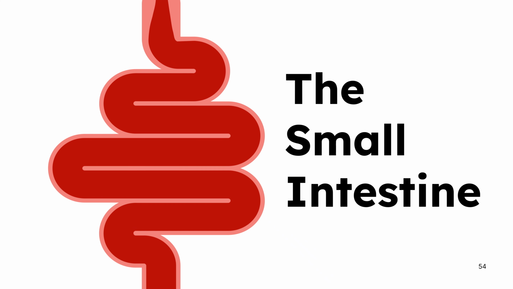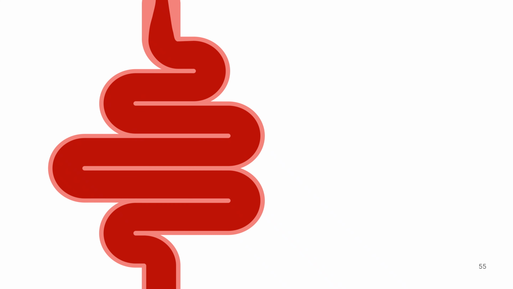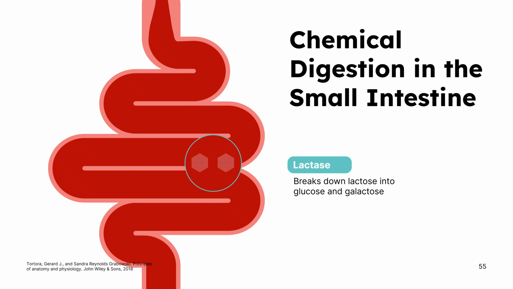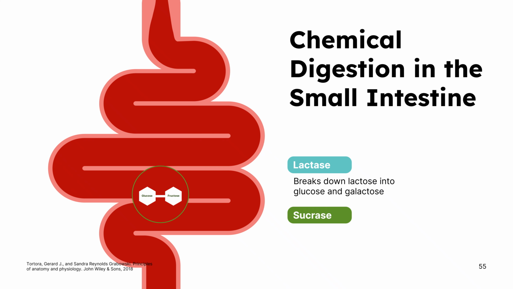After protein digestion in the stomach, the small intestine receives the chyme and other enzymes for further digestion and absorption. The chemical digestion in the small intestine continues to break down food into absorbable nutrients. Lactase is an enzyme that breaks down lactose into glucose and galactose, which can then be absorbed into the bloodstream. Similarly, sucrase breaks down sucrose into glucose and fructose, enabling the body to absorb these simple sugars.